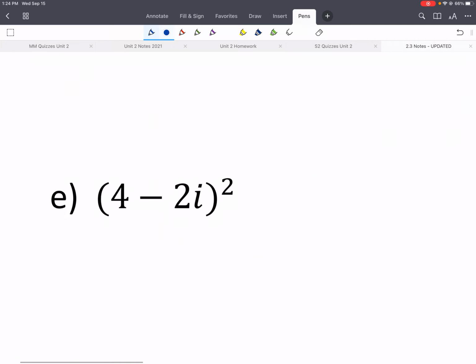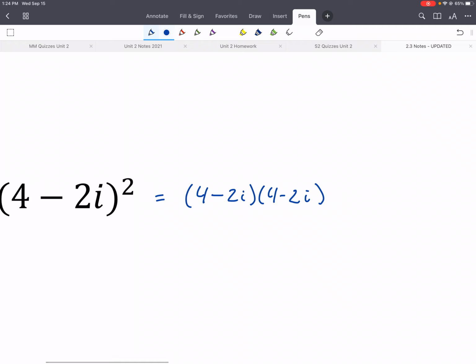Oh, wait, here's a good one. What happens if we have something like a binomial squared or a complex number squared? Again, we do not distribute the exponent. We have to write it twice. So please, please do that. And then we could solve it that way. Okay, so you can be done if you're done. Nothing else is really new there. So I'm going to do a couple more examples together. Otherwise, you can just get worked on your homework, okay?